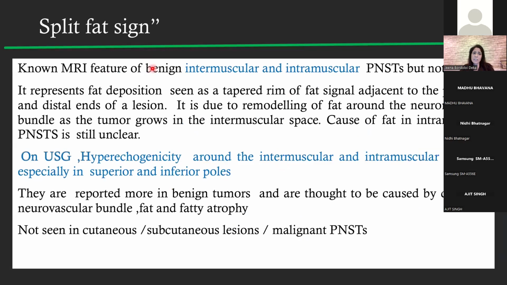So something about the split fat sign. It is a known MRI feature of benign intermuscular and intramuscular PNSTs, but it is not specific. It represents a deposition of fat, which is seen adjacent to the proximal and distal ends of a lesion in case of MRI. And on ultrasound, it is seen as hyperechogenicity in the superior and the inferior poles. And it is due to remodeling of fat around the neuromuscular bundle as the tumor grows in the intermuscular space very slowly. So this split fat sign is not seen in malignant PNSTs. And a review of literature has revealed that the cause of fat in intramuscular PNSTs is still unclear. And they are reported more in benign tumors, but it is also important that they are not seen in cutaneous or subcutaneous lesions, and I shall show cases regarding that. And it is also not seen in malignant PNSTs.